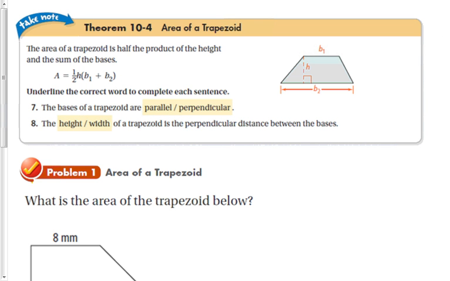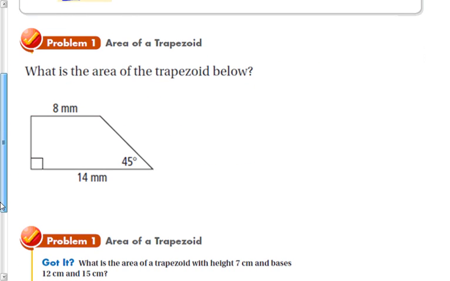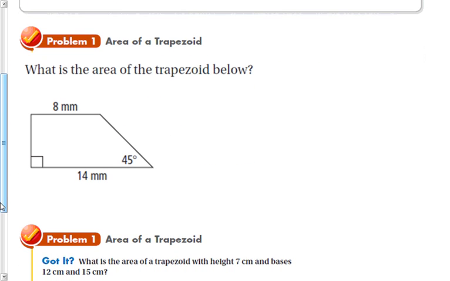All right, here's some important formulas for you. The area of a trapezoid is half the product of the height and the sum of the bases. So the bases of the trapezoid are the ones that are parallel, and the height of a trapezoid is the perpendicular distance between the bases. So let's go ahead and use that so we can get used to that. What is the area of this trapezoid?